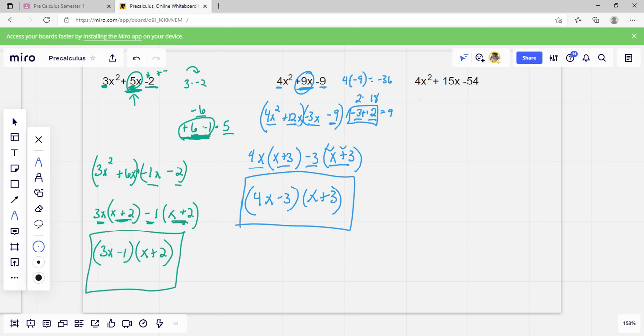Okay, this one I'm going to multiply 4 times negative 54. 4 times 4 is 16, carry the 1. 4 times 5 is 20, 21. So I've got negative 216. And I need two numbers that I can add together to make 15. So what are the factors of negative 216?